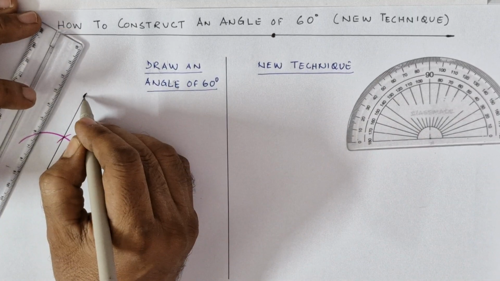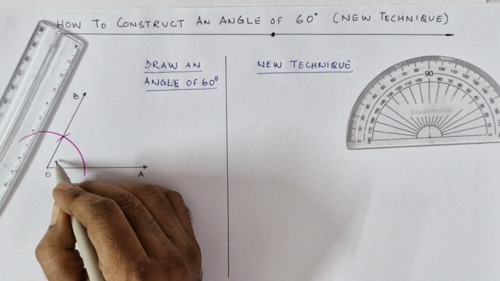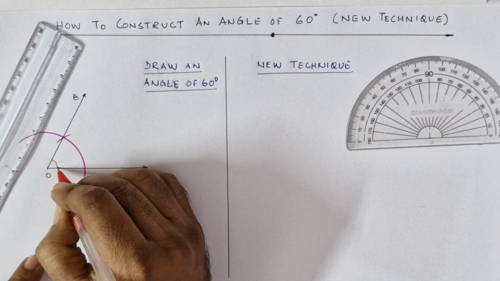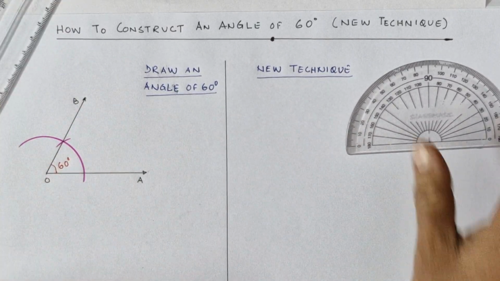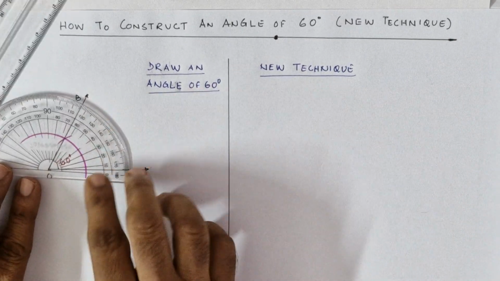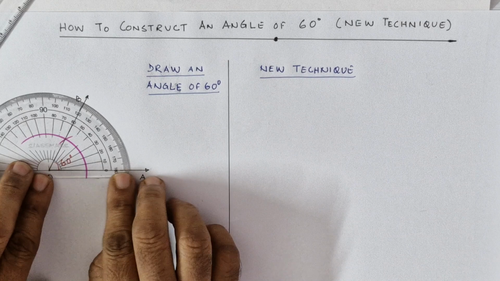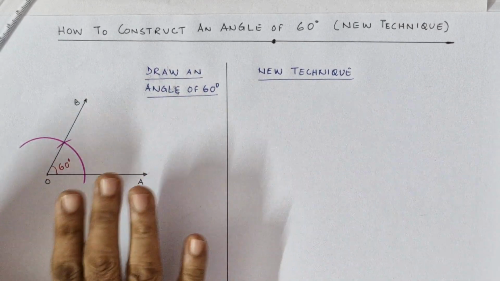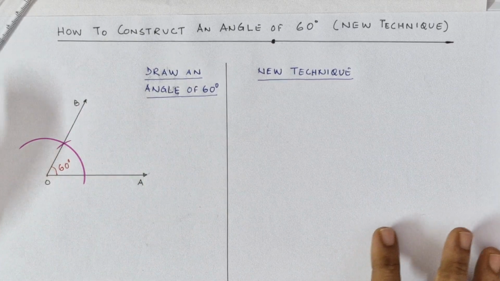Got it? So let's name it as B, and now this angle becomes 60 degree, and this is how we draw a 60 degree angle very easily with a ruler and compass, right? Now use the protractor. See, it's 60 degree, right? So we know this technique. It's a very simple way of drawing a 60 degree angle with a compass and a ruler, right?